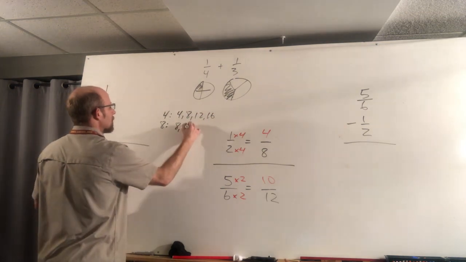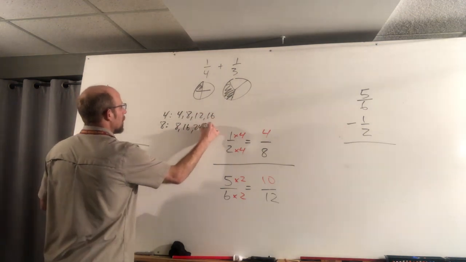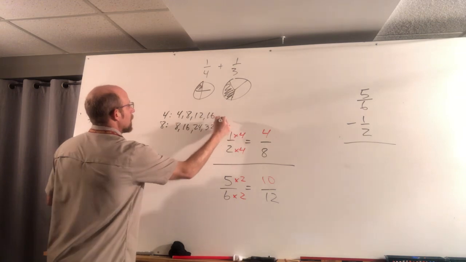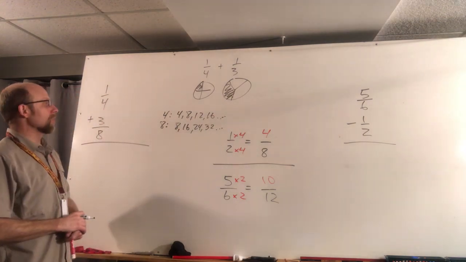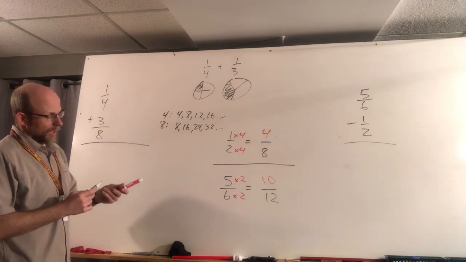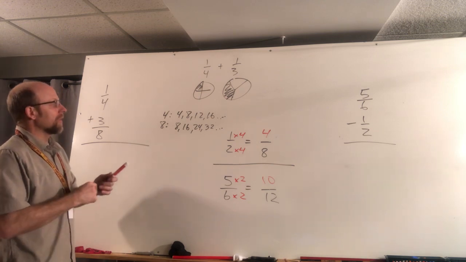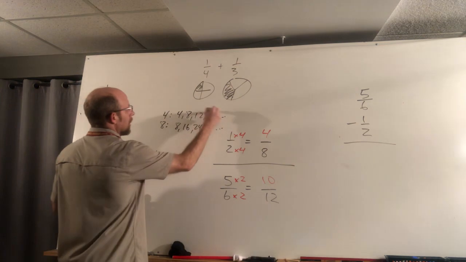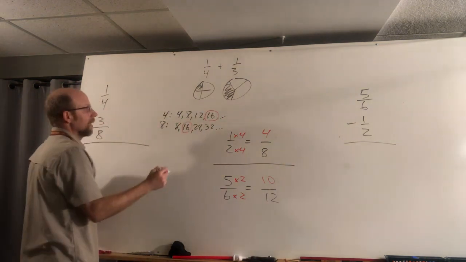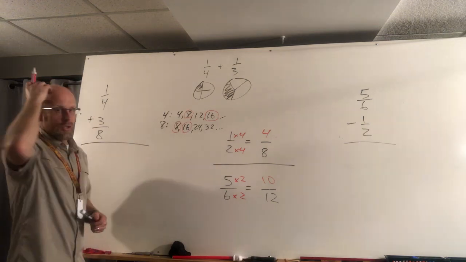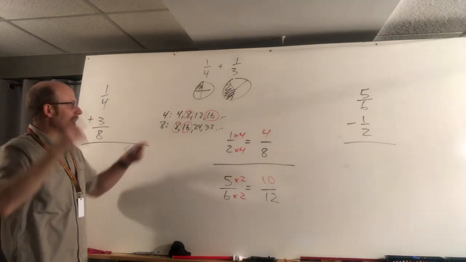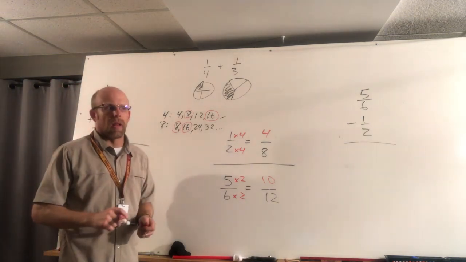You could do 8, 16, 24, 32, and you could just keep going on that. And then you find the smallest one possible. So we could find some that are in common. The 16, they both have a 16, and they both have an 8. The smallest, the least common, is the 8. Now, that seems to take a little while.